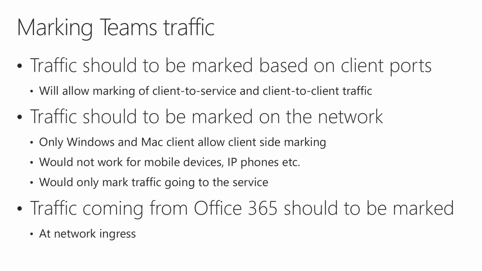Traffic coming from Office 365 should be marked as well. This is coming from the internet, so it will be coming in without any traffic marking. But then on your network ingress, on the routers to your ISP, you can again look at the client ports and make the determination if this is audio, video, or desktop sharing, and then give it the appropriate tagging.